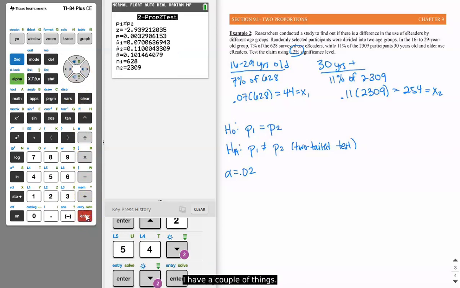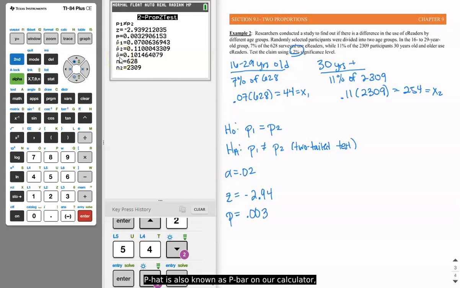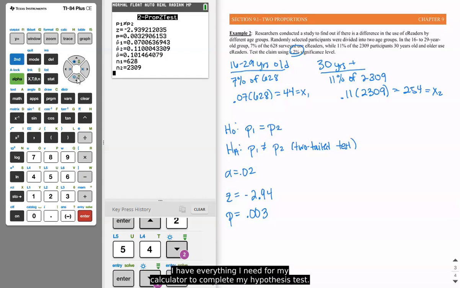So I have a couple things. I have the standardized test statistic, that z, so negative 2.94. I have my p-value of 0.003. Now, if you think of this p hat, p hat is also known as p bar in our calculator. So this would be the pooled proportion. So if you ever need that and you just have x's, you can actually figure that out too. Okay, so I have everything I need from my calculator to complete my hypothesis test.